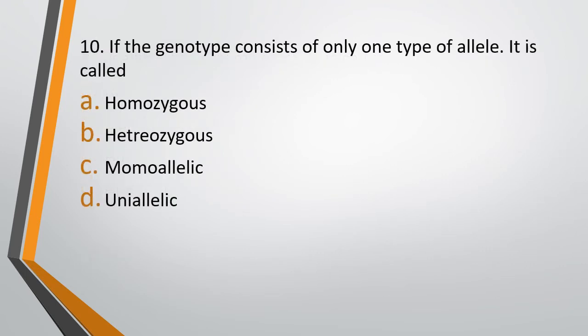Question 10. If the genotype consists of only one type of allele, it is called as option A, homozygous, option B, heterozygous, option C, monoallelic, or option D, uniallelic. The correct answer is option A, homozygous.